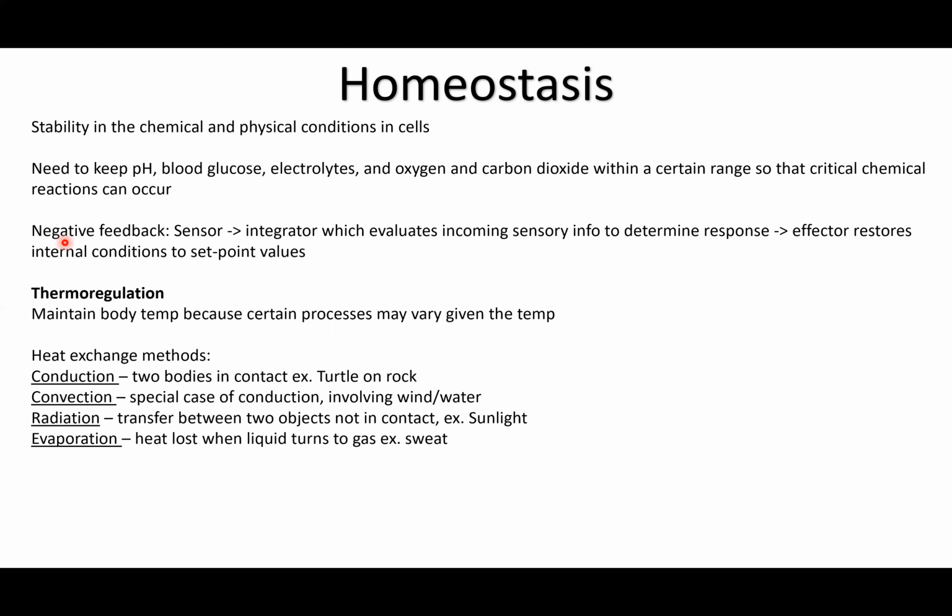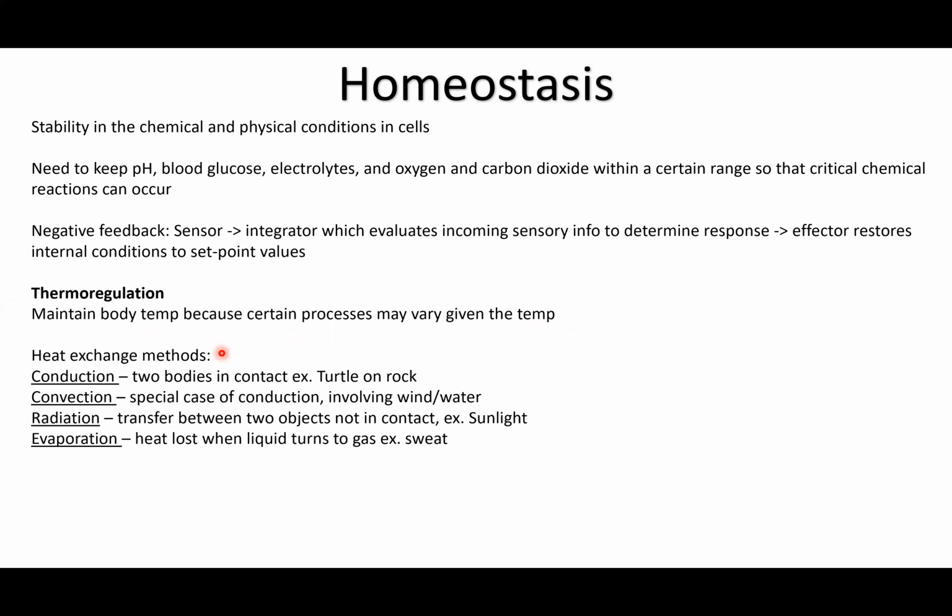So one concept is negative feedback, where there is a sensor sending information to an integrator, which evaluates incoming sensory information to determine the response, and an effector restores internal conditions to set point values. We will see some examples of this in the questions, so I can talk more about those later. There's a need for thermoregulation to maintain the body temperature. Certain processes may vary given the temperature. So certain enzymes may work more efficiently at a higher temperature, and those are very critical.